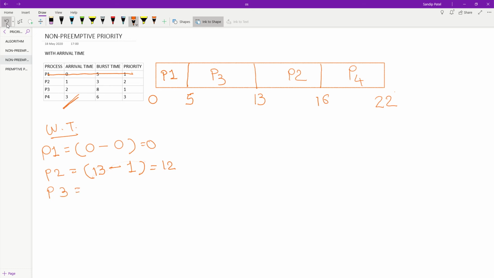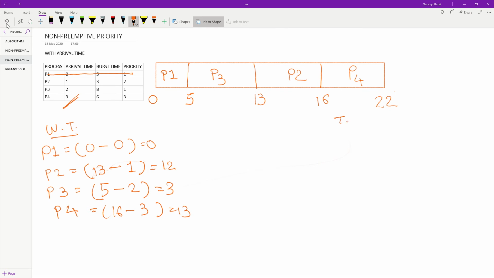For P3, the first response is generated at 5 milliseconds and it arrives at 2 milliseconds, so the total waiting time is 3 milliseconds. For P4, the first response is at 16 milliseconds. At 16 milliseconds it enters the CPU, that's the first response, minus its arrival time of 3 milliseconds, so it's 13. With this, the waiting time for each process is complete.